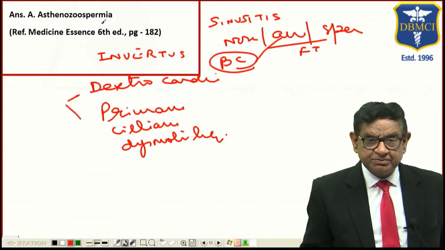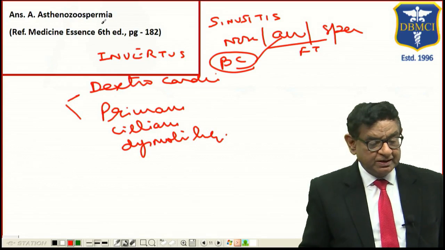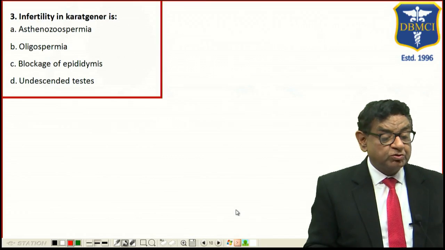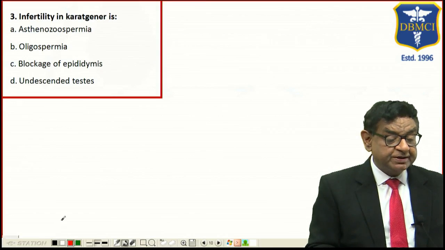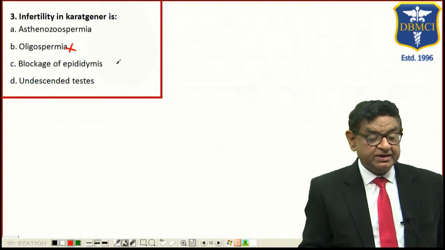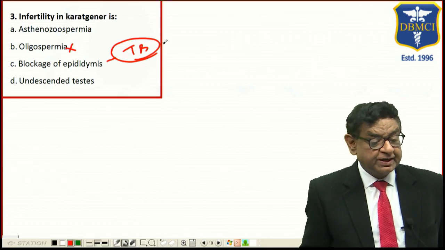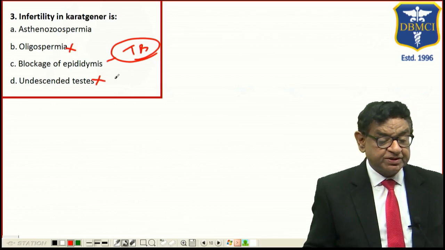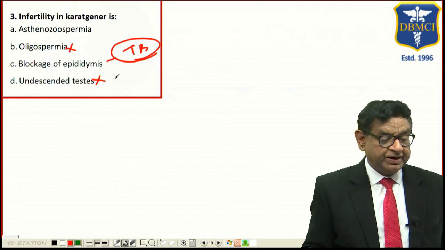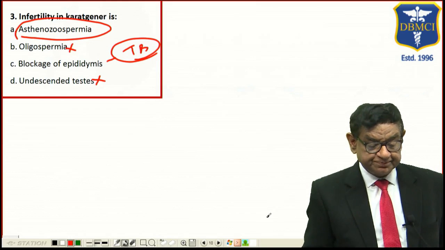So as such, there is no problem in sperm except ciliary movement. Now, if you look into the other options, oligospermia is not a feature. Blockage of epididymis is not a feature of Kartagener; this typically occurs in tuberculosis. Undescended testis is not a feature of Kartagener syndrome, so it will never contribute to infertility. And so the best answer to this question is A.